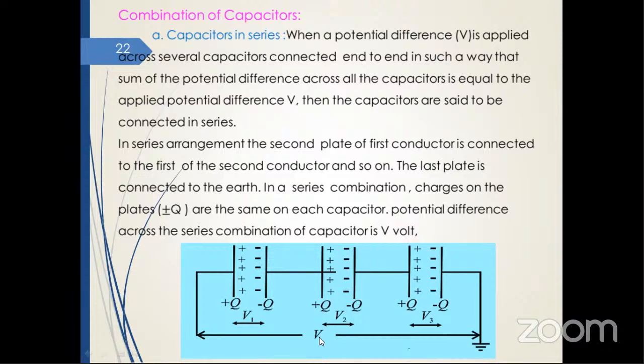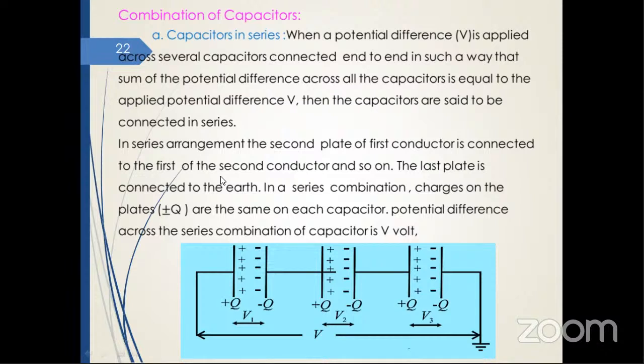Here we applied the potential V, and that applied potential V is equal to the sum of all the potential differences of the capacitors. For the first capacitor this is V1, for the second V2, and for the third V3. Therefore, as per this series combination, V is equal to V1 plus V2 plus V3.